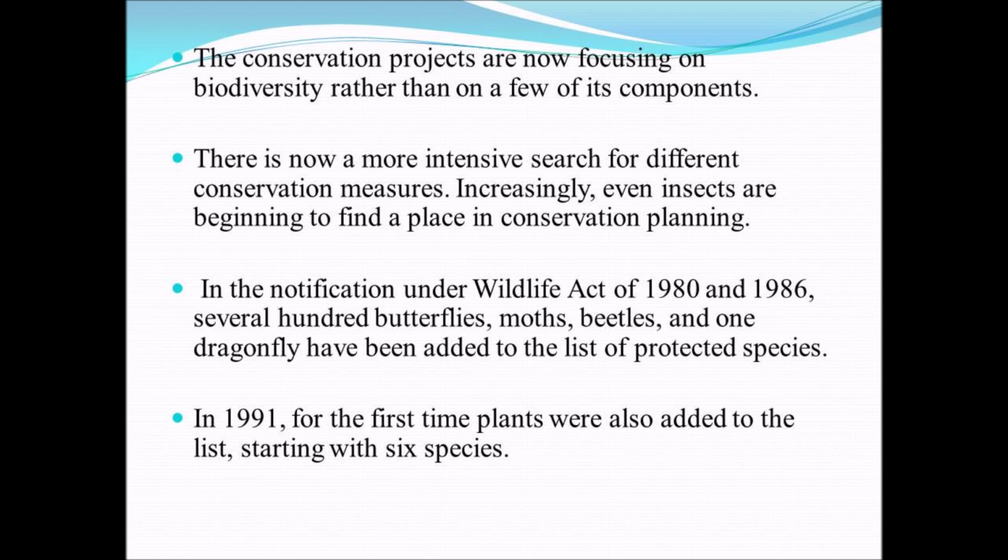In the notification under the Wildlife Act of 1980 and 1986, several hundreds of butterflies, moths, beetles, and one dragonfly have been added to the list of protected species. And in the year 1991, for the first time, plants were also added to the list, starting with 6 species. So conservation of insects and plants was also added to the conservation planning.